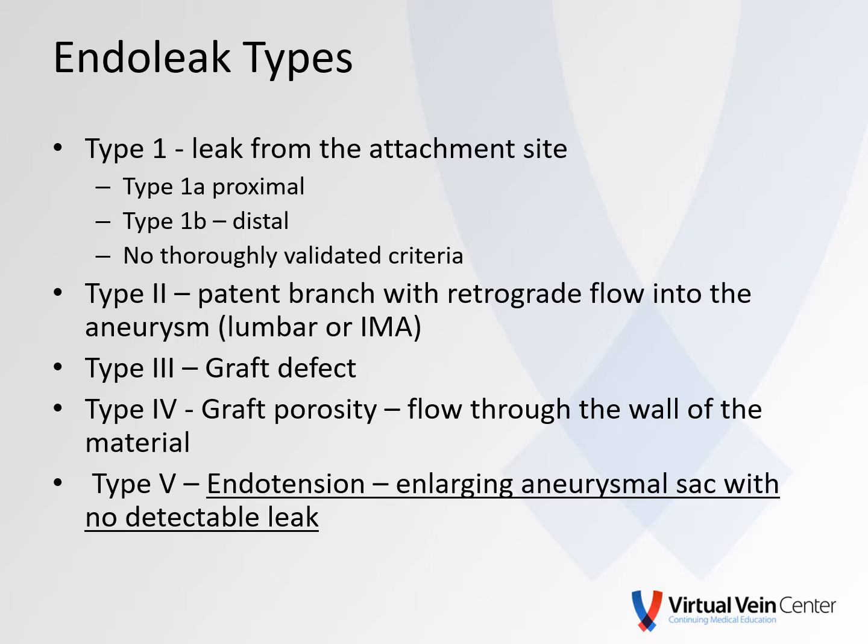Type 4 is graft porosity. This is flow through the wall of the material. And type 5 is what's called endotension. This is an enlarging aneurysm sac with no detectable leak.